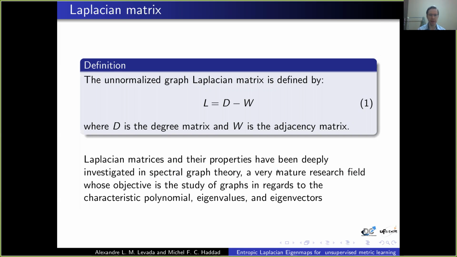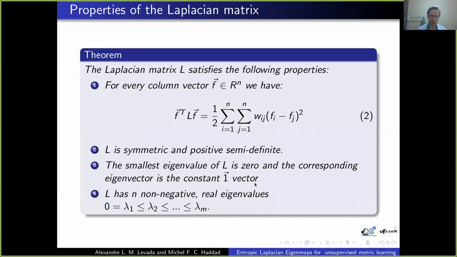The definition of the Laplacian matrix is the difference between the degree matrix and the adjacency matrix. Laplacian matrices have been studied in spectral graph theory, and the spectrum of this matrix is known to have several interesting mathematical properties. The most important property for us is the first one: if we consider f a vector in R^n, this quadratic form is nothing more than a measure of how scattered the points are.